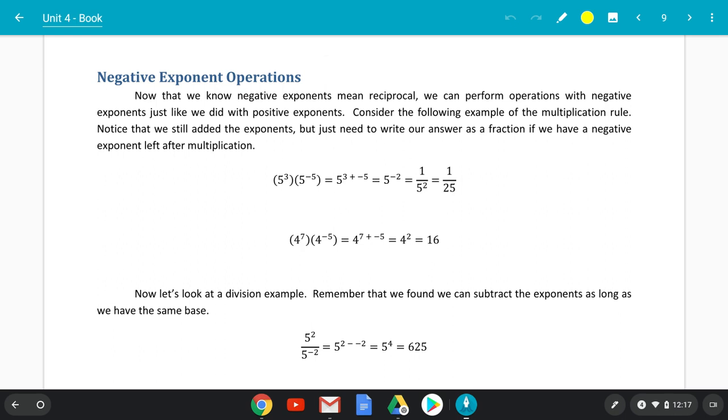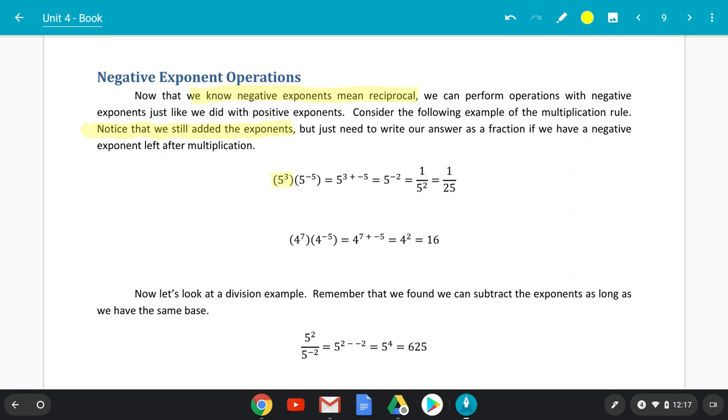Sorry, we have one more page. Now that we know a negative exponent means reciprocal, we can perform operations with negative exponents just like we did with positive ones. Consider the following examples of the multiplication rule. Notice that we still add the exponents, but we need to write our answer as a fraction if we have a negative exponent.